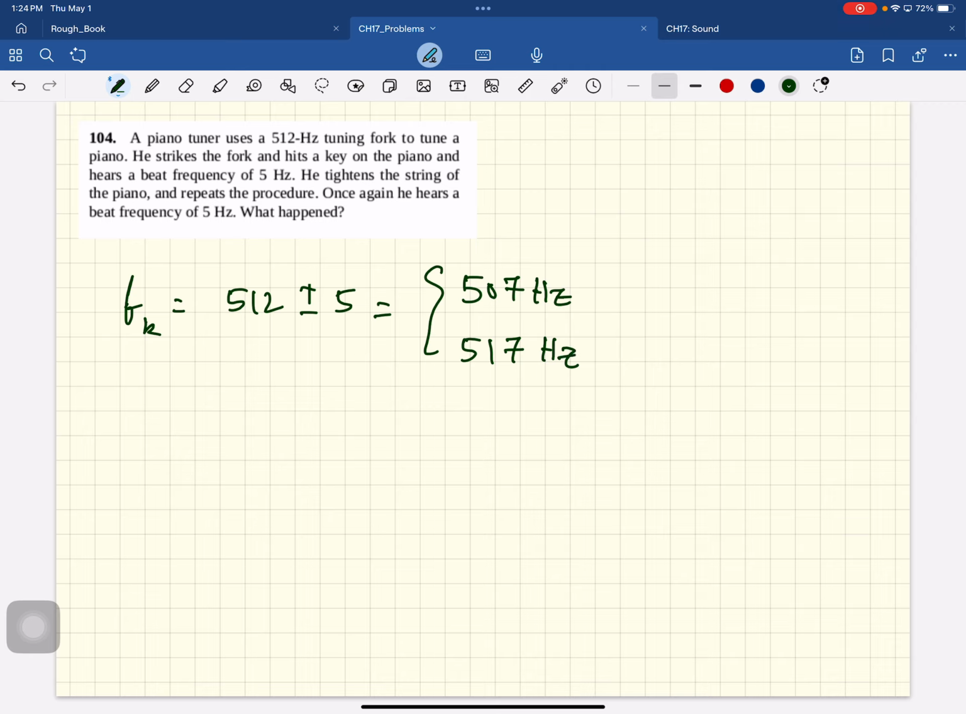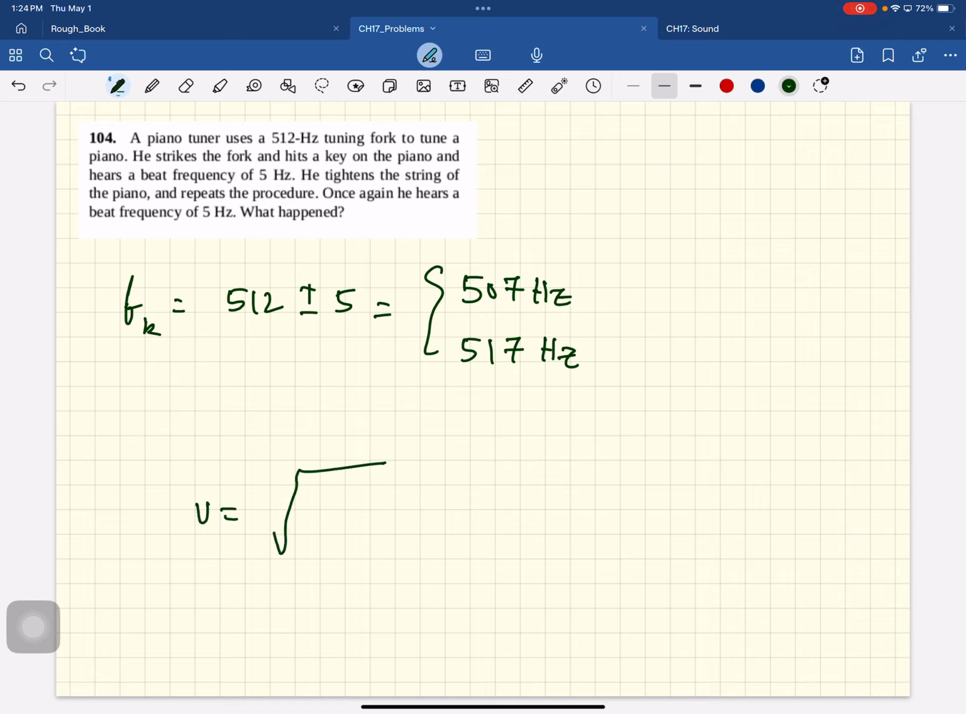Okay? All right. So he tightens the string of the piano and repeats the procedure. Once again, he hears a beat frequency of 5 hertz. What happened? When you tighten it, the frequency rises. So he must have been at 507 and raised it to 517. Yeah, very good.